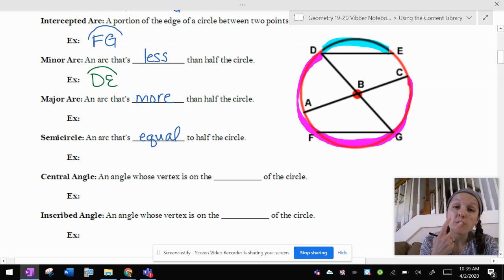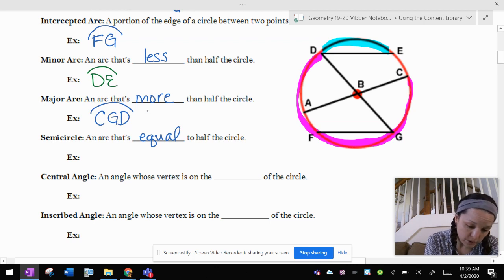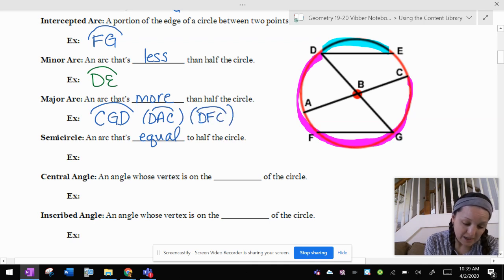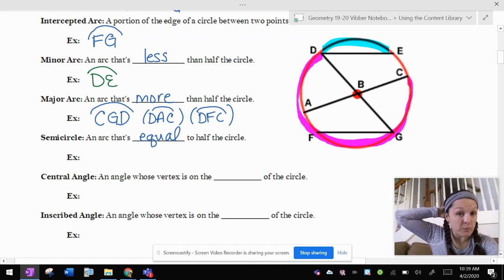Now, notice I said 3 letters. To indicate that you mean a major arc instead of a minor arc, you have to use 3 letters. So I would call that CGD. I could have also called it DAC, or I could have called it DFC. But as long as it starts with D and ends with C or vice versa, and you give a point in between, then I know it's a major arc.